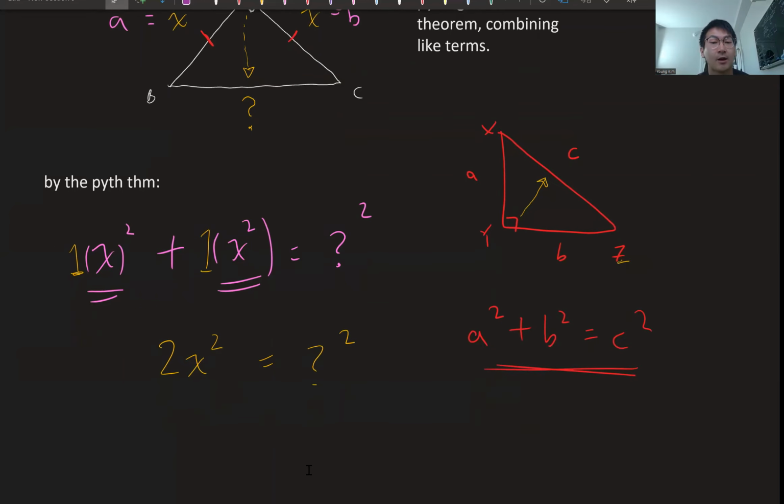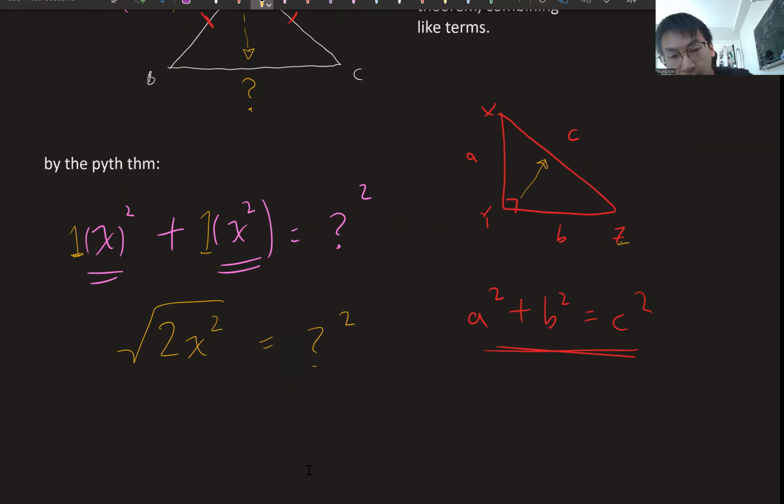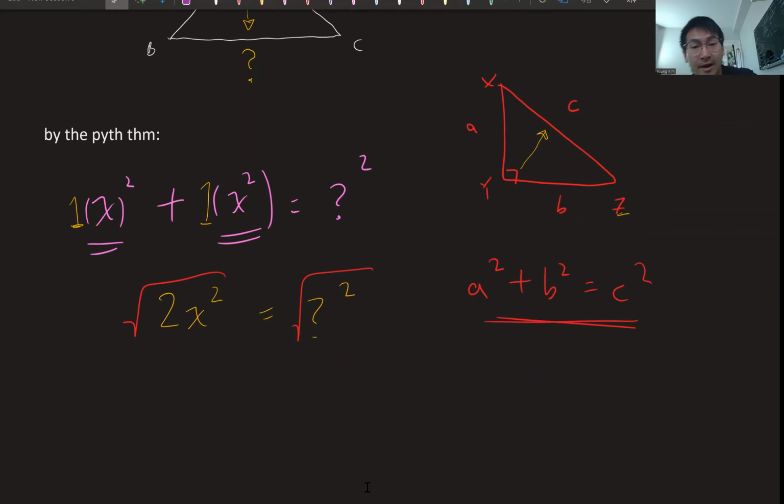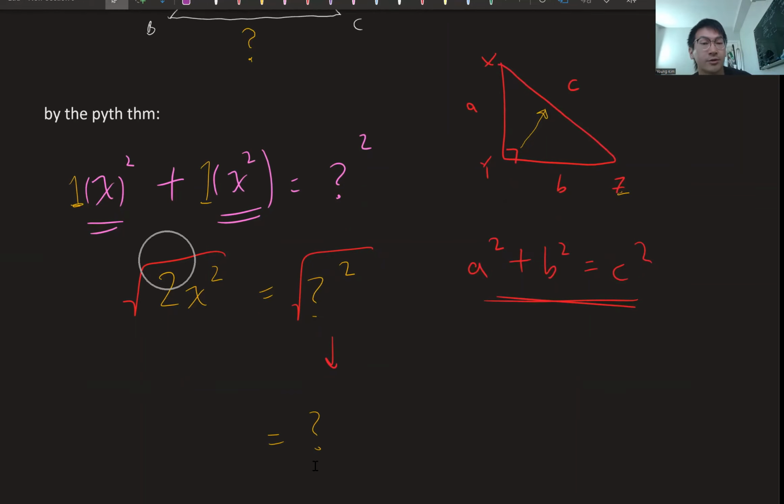Okay, and now if you learned in algebra, so you see there's a lot of algebra in this question in geometry. To find the question mark, you would have to square root both sides like this. When you do that, we know that this power of 2 disappears, so this becomes a question mark. So this is the hypotenuse, right? So the hypotenuse is equal to the square root of 2x squared.